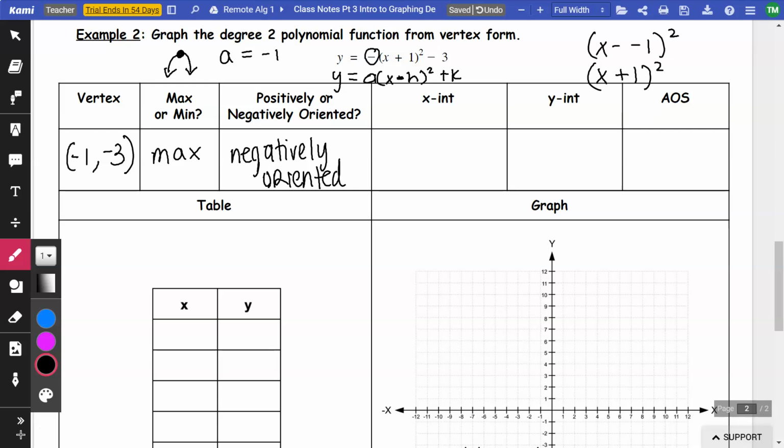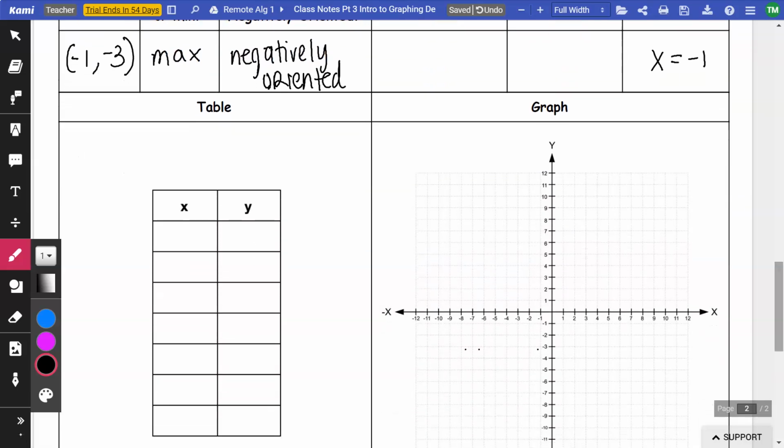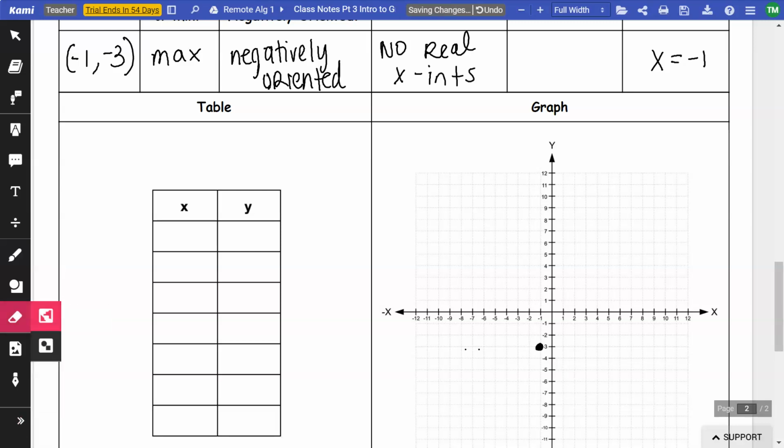All right. Then our axis of symmetry is x equals whatever the h value of our vertex was, so x equals -1. Let's go ahead and plot the vertex and then think about what this graph is going to look like. So if I put my vertex at -1, -3, down here, and this thing is going to face down, we know that because of that, is it ever actually going to hit the x-axis? And the answer is no. So we don't have any real x-intercepts. They're both imaginary.